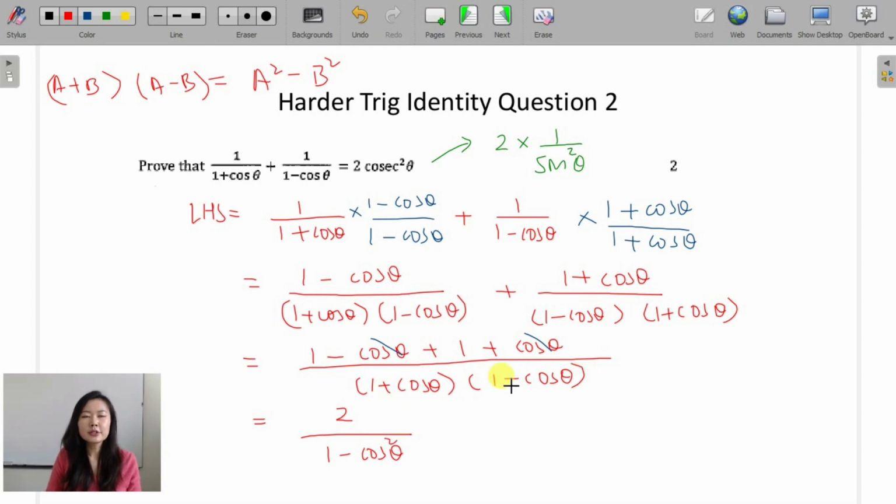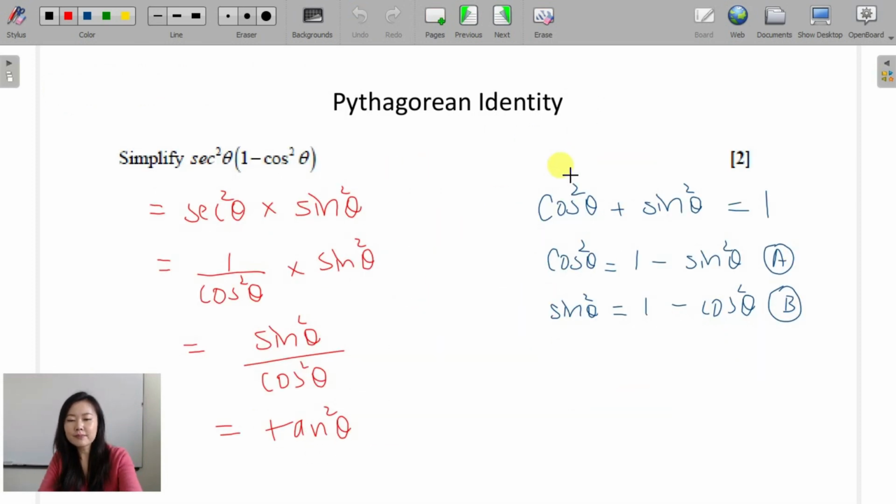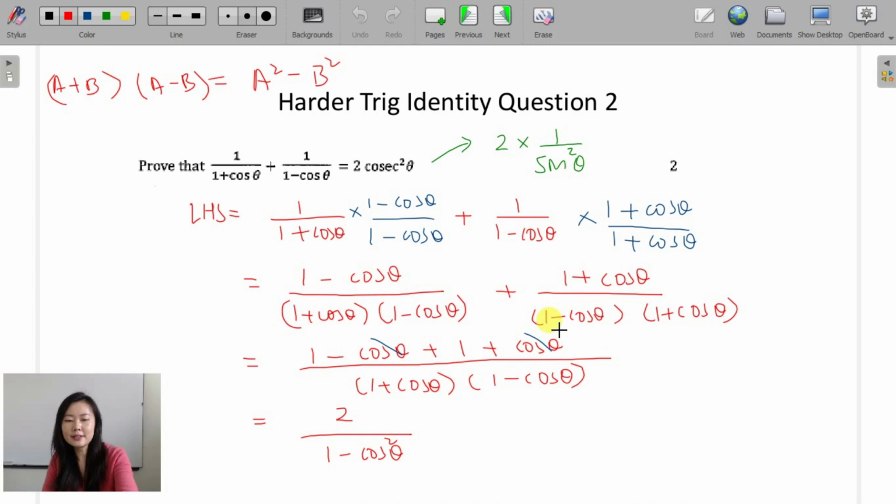Okay, so when you get down to here, pause. Compare this to what you're shooting for. It's not quite the same yet, but I also know that 1 minus cos squared theta is sine squared theta. Remember, that's the rearrangement. Yeah, 1 minus cos squared theta is sine squared theta. It's a rearrangement of the Pythagorean identity. So I'm just going to keep squeezing it down here. So that's sine squared theta.